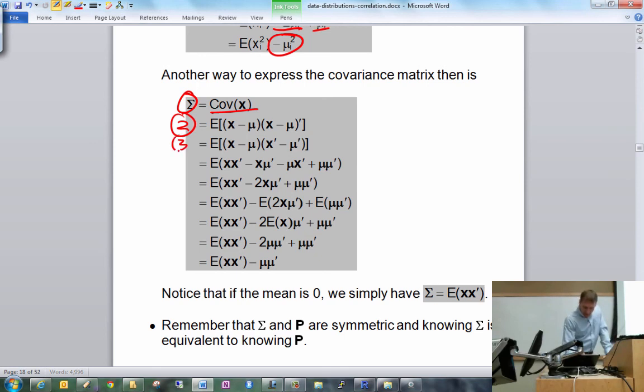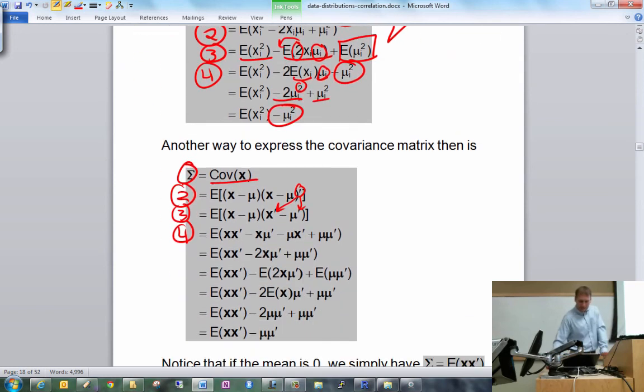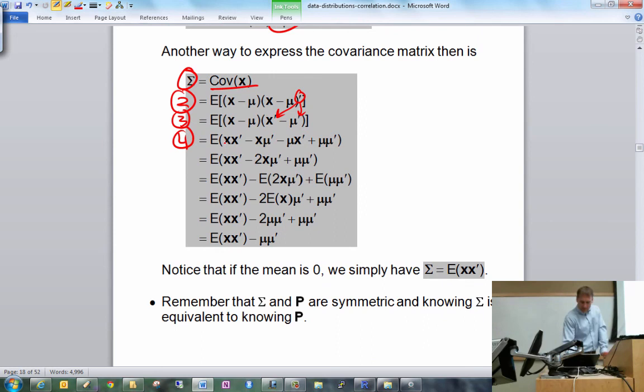Now, step three. I'm going to move this transpose inside my parentheses. Just a nice little property that you can use when you're doing matrix algebra. If it doesn't make sense to you, what I recommend you do is simply put some simple vectors into R and try it yourself, and see that you do get these two to be equivalent. Then, inside this expected value, for step four, I can simply multiply everything out, just like what we had done up here. So I get x times x prime minus x mu prime minus mu x prime plus mu mu prime.